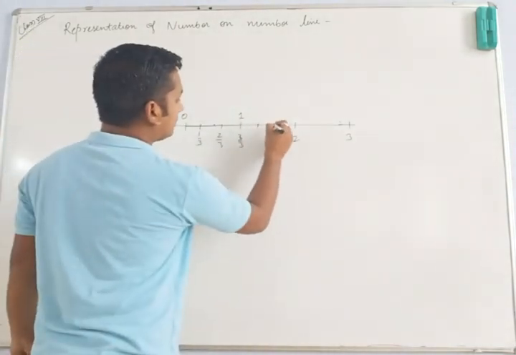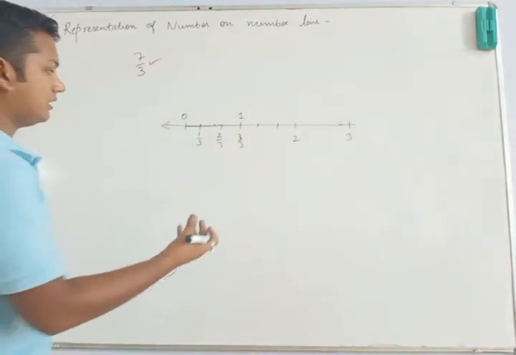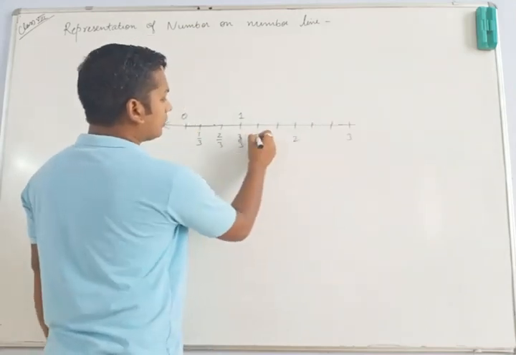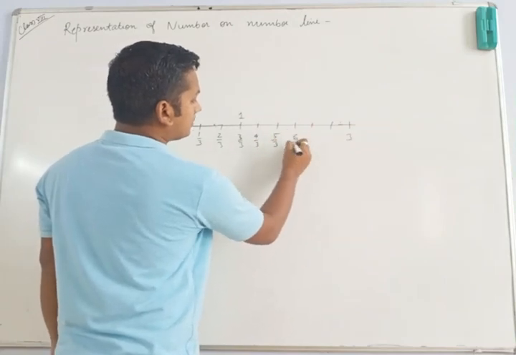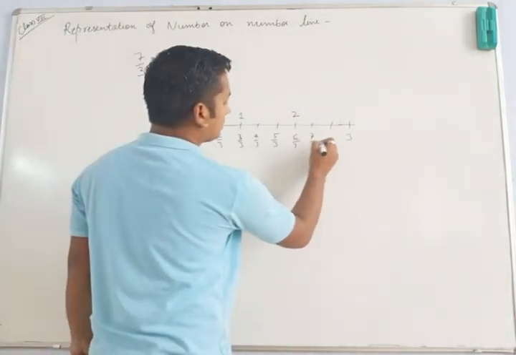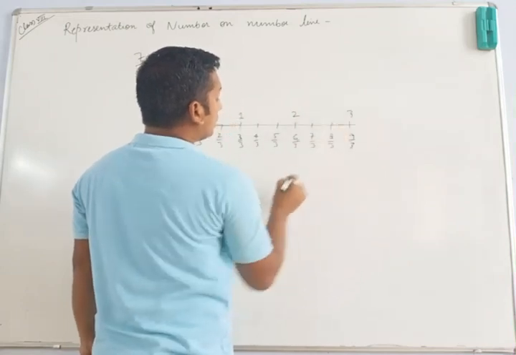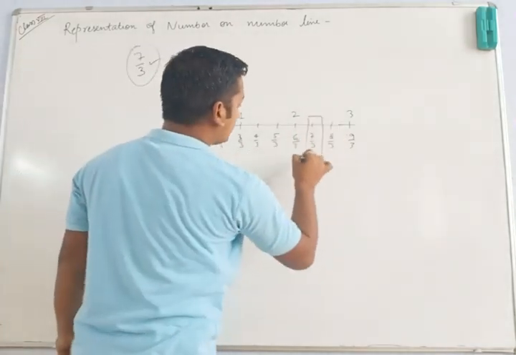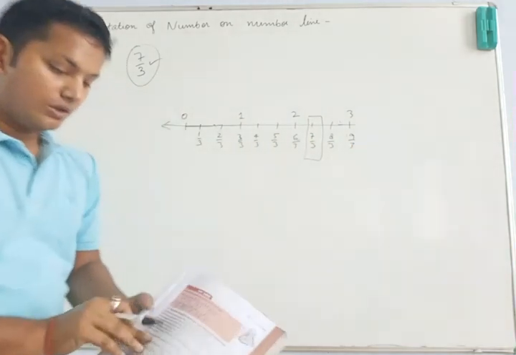Similarly, I will again divide the next interval into 3 equal parts. Now it will become 4 upon 3, 5 upon 3, and 6 upon 3, that is 2. Then 7 upon 3, 8 upon 3, and 9 upon 3, which is 3. We have to find 7 upon 3, so here it is the value 7 upon 3. In this manner, we can represent any number on a number line. So this was the example.